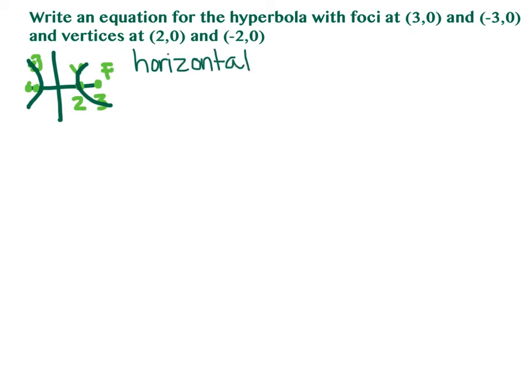The center is always halfway between the vertices. Our center is going to be (0, 0), so h is 0 and k is 0. A is always the distance from your center to your vertex, so A is going to be 2 units. We don't know what B is, but C is always the distance from the center to a focus, so C is 3. The only other thing we need to write our equation is B.